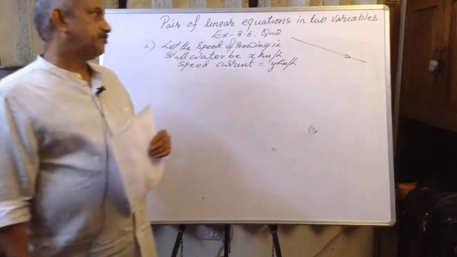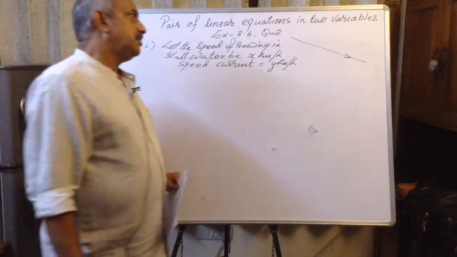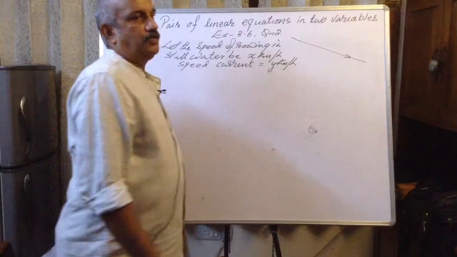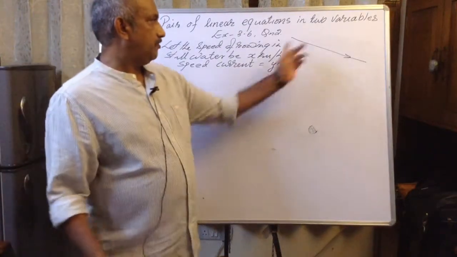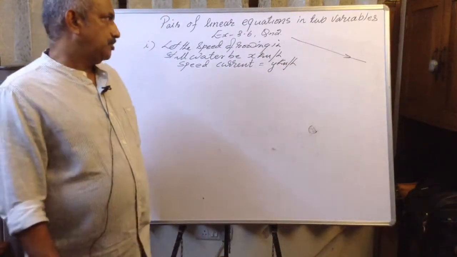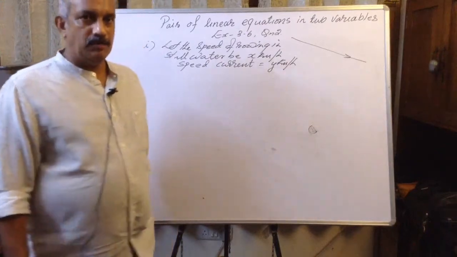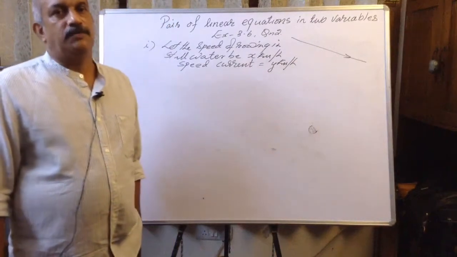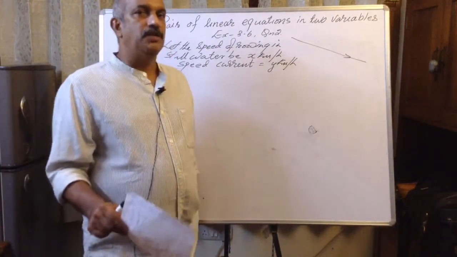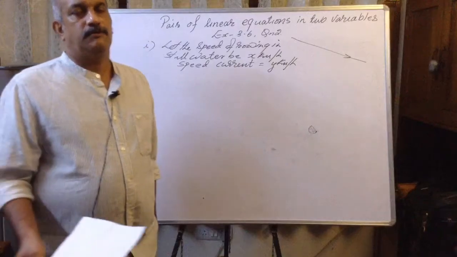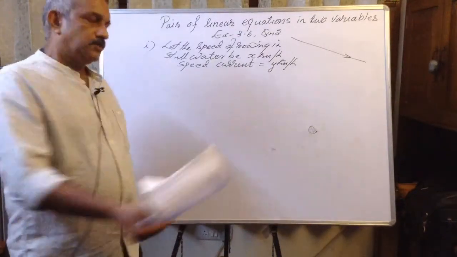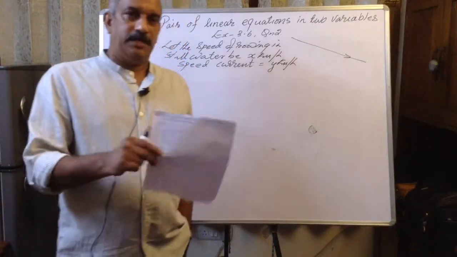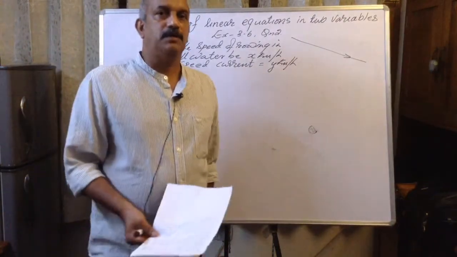Now, what is the speed in downstream? In the direction of flow of water, suppose water is flowing at a speed of 5 kilometer per hour and she is rowing at a speed of 10 kilometer per hour. Resultant speed will be 15 kilometer per hour because she is rowing at 10 kilometer per hour and the water is flowing at a speed of 5 kilometer per hour.